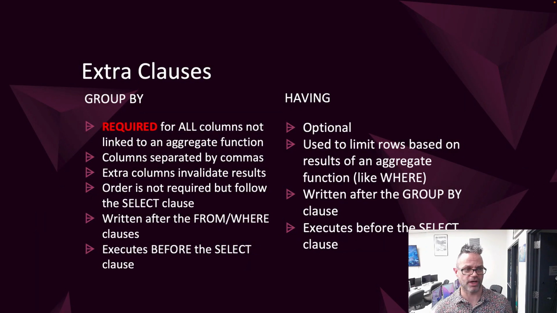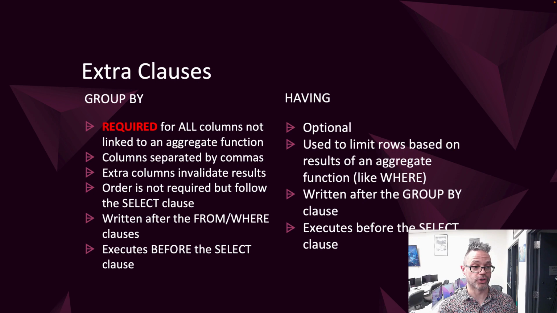Those two new extra clauses are group by and having. A group by clause is required. You have to have this if you have more than simply aggregate function calls, which is most of the time. Your columns in your group by are going to be separated by commas, just like they are inside the select clause or the order by clause. Extra columns, if you add them, however, will invalidate your results. So what I really recommend is that you follow the same exact order that you had inside your select clause, so you can make sure you got this one, then this one, then this one, making sure you do that properly. It's a great way to keep track of that.